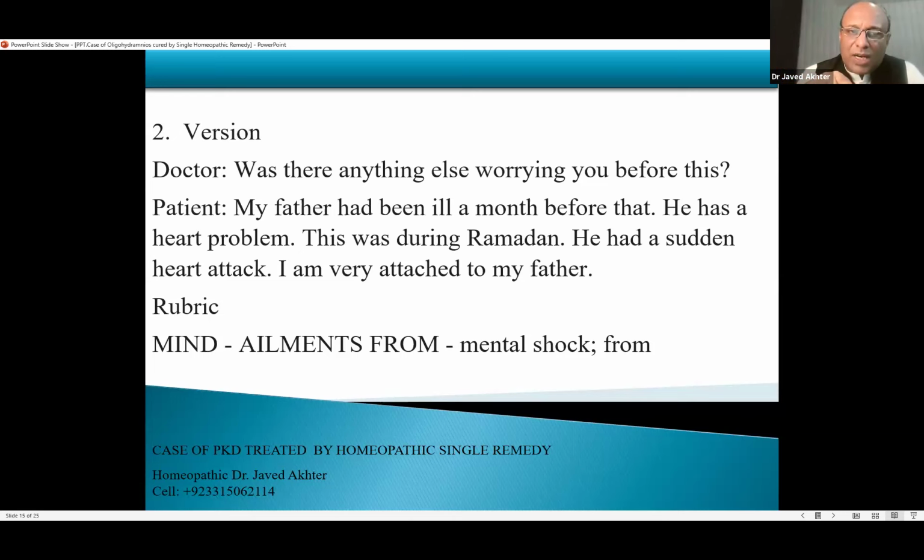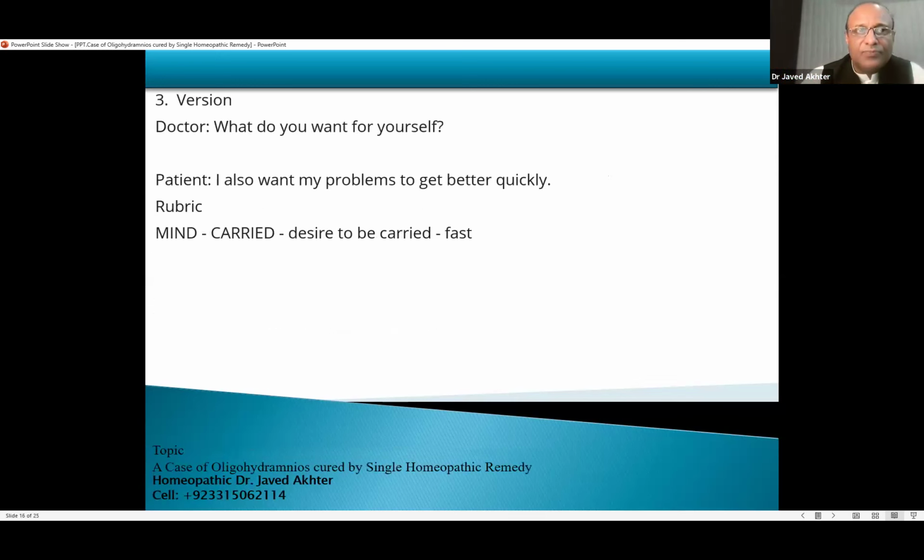So the problem started from the ailment from mental shock. This is the rubric I have taken over there. And the third version is: what do you want for yourself? The patient says, I also want my problem to get better quickly. Basically, the patient's wish and desire is: I must be cured immediately. This is what the patient says.